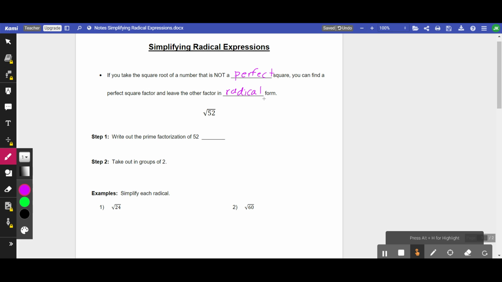The way I'm going to show you how to do these today, instead of figuring out which perfect square factors divide into the number under your radical sign, we're going to write the prime factorization of our numbers, because doing it this way, you can do the same thing tomorrow instead of just memorizing the perfect squares. So we're going to follow these steps here, step 1 and step 2. You're going to write out the prime factorization of whatever number is under your radical, the square root symbol, and then you'll do the next step.